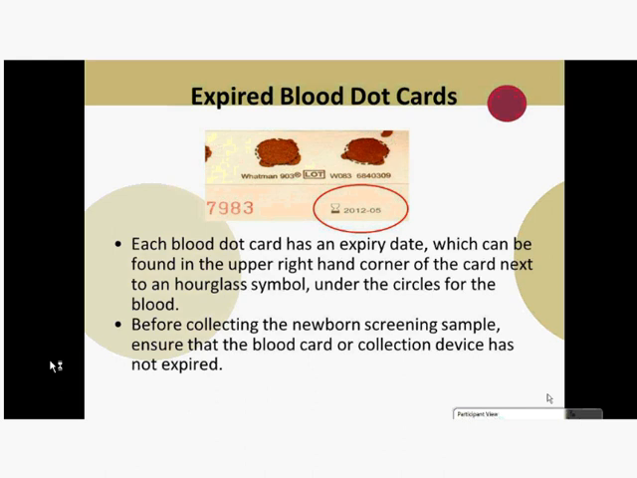Samples collected on a newborn screening blood collection card that has expired will also be reported as unsatisfactory. Before collecting the newborn screening sample, ensure that the blood card or blood collection device has not expired. Each blood dot card has an expiry date, which can be found in the upper right-hand corner of the card next to the hourglass symbol. Samples collected on an expired card will be tested and followed up on if indicated, but again, a repeat sample will be requested.